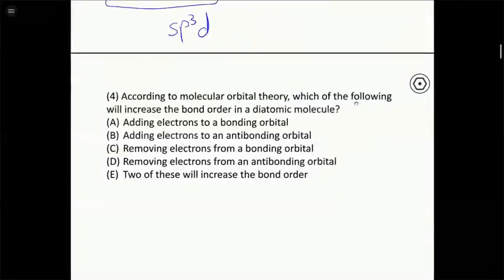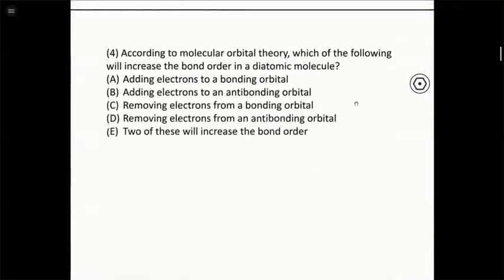All right, number 4 is the last major topic in chapter 4, which is molecular orbital theory. So the first question I have here is just sort of a general knowledge or conceptual question about molecular orbital theory. According to molecular orbital theory, which of the following will increase the bond order in a diatomic molecule? So remember that one of the key things we can determine from molecular orbital theory is what we call the bond order, which tells us whether it's a single bond, a double bond, a triple bond, or sometimes we have half bond orders as well from molecular orbital theory.